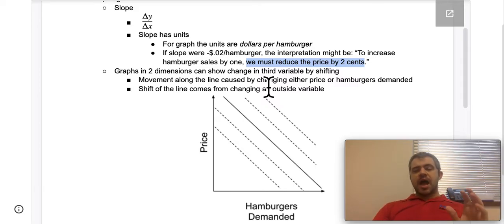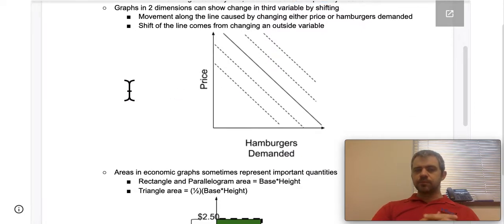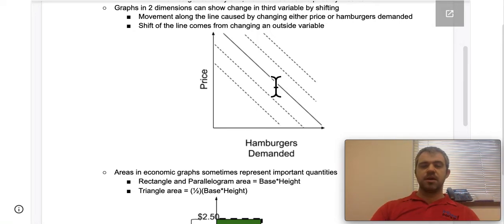Okay. Of all the things we're going to talk about, this next one is probably the biggest one, which is that graphs in 2 dimensions can show a change in a third variable by shifting. Now here's what I mean. So look at this solid line right here, and let's say that this shows the relationship between the price and the hamburgers demanded. Well, let's say we raise the price. Okay, well that's already one of the variables in our model. So if I raise the price, then I'm just moving along this line. If I lower the price, I'm also moving along this line.